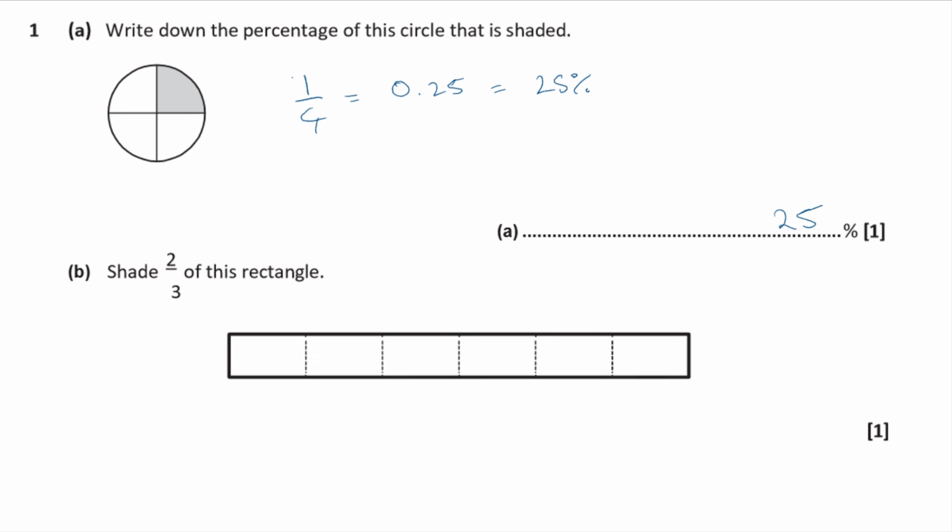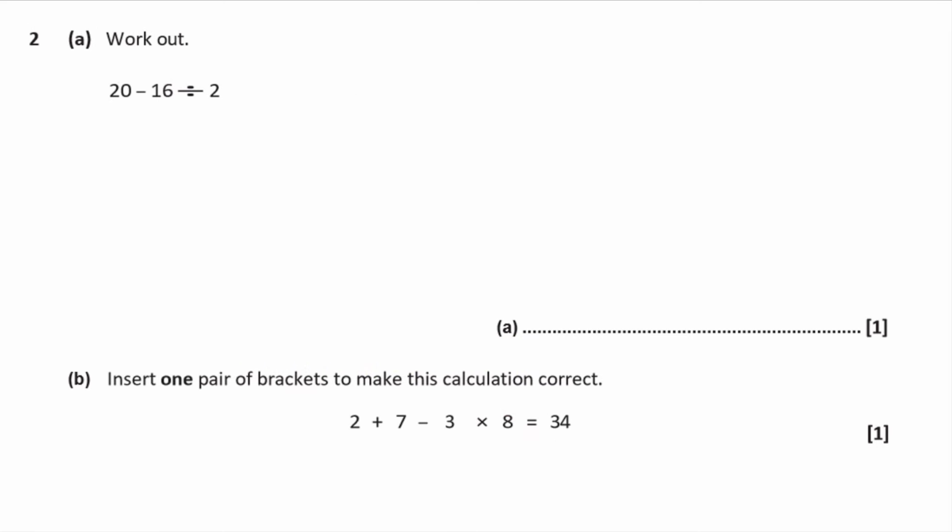Shade 2/3 of this rectangle. So how many parts have I got? I've got 1, 2, 3, 4, 5, 6. So what's 2/3 of 6? Well, 3 goes into 6 twice. 2 times 2, that's 4. So I need to shade 4 parts of this. Okay, so 1, 2, 3, 4. There we go.